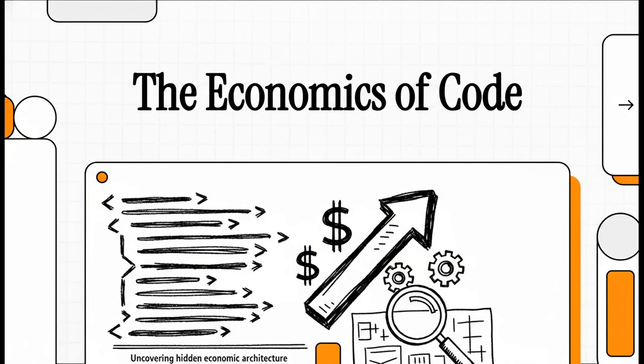Choosing a programming language, it's one of the biggest decisions you can make in tech. But what if the most important factors aren't the ones we usually talk about, like features or benchmarks? What if it's something hidden? Well, let's dive in and uncover the secret economic architecture that's really running our code.